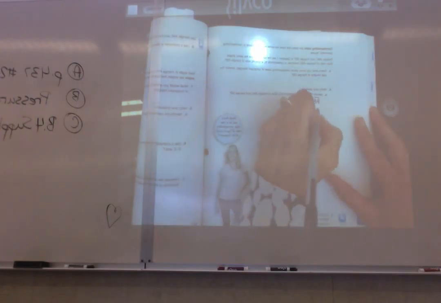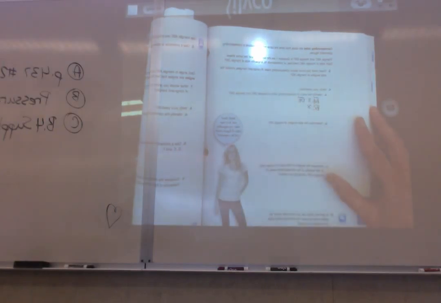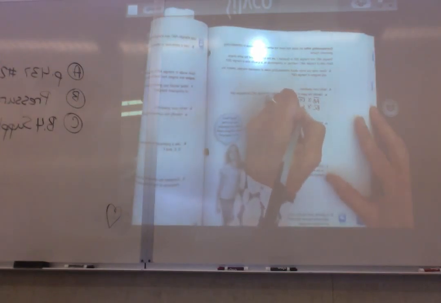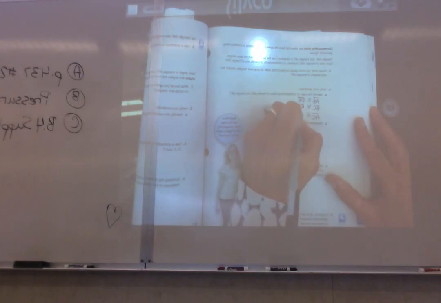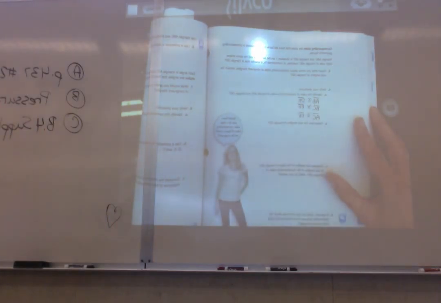And then we have side BC. What side of the other triangle does that correspond to? EF. And then we have side AC corresponds to side DF. Okay, so we looked at them on the picture just a minute ago.